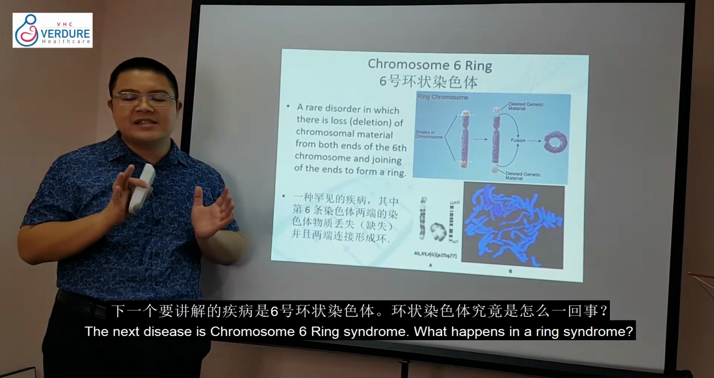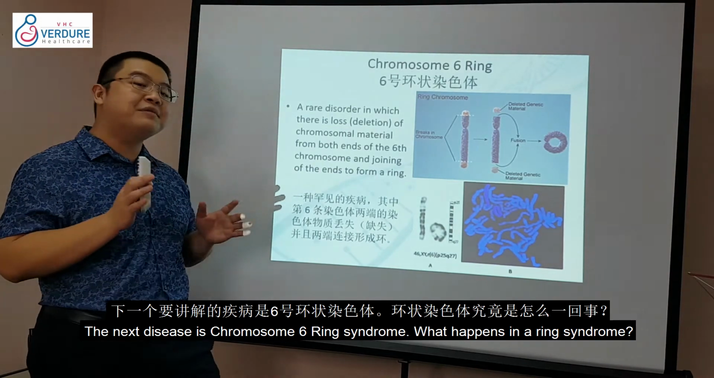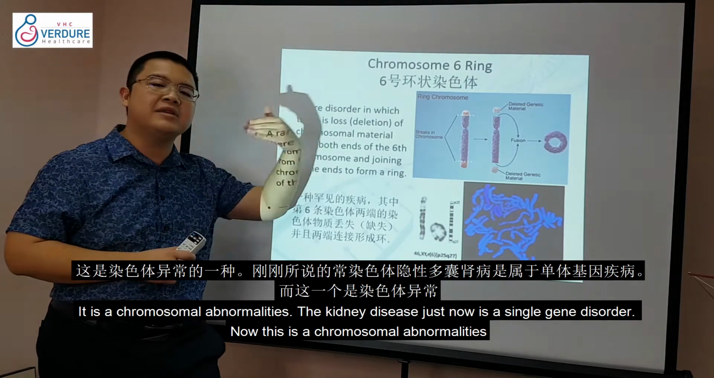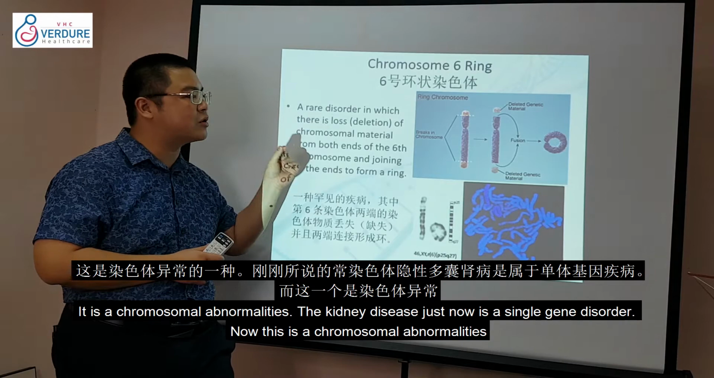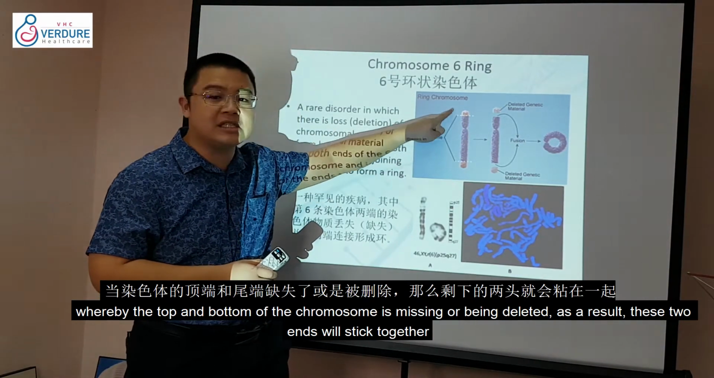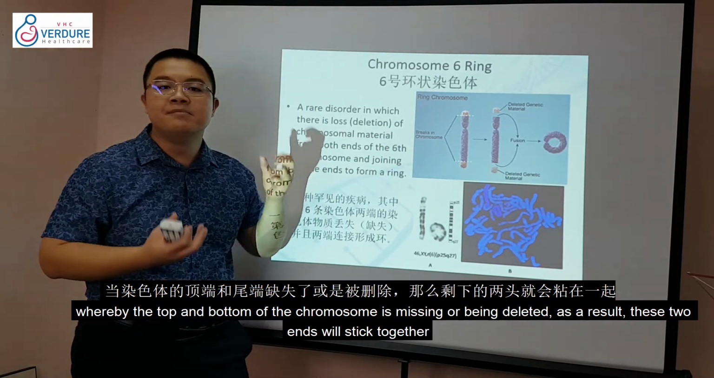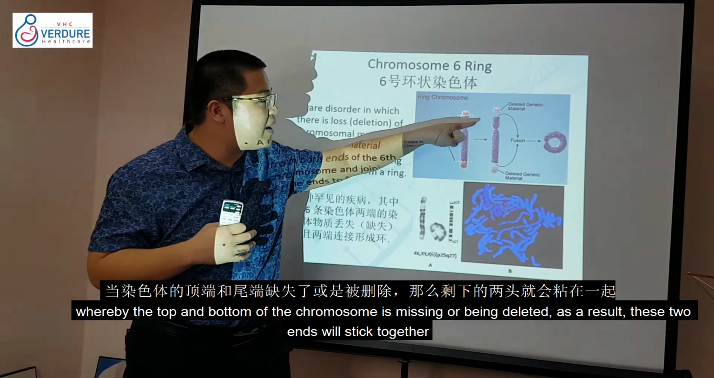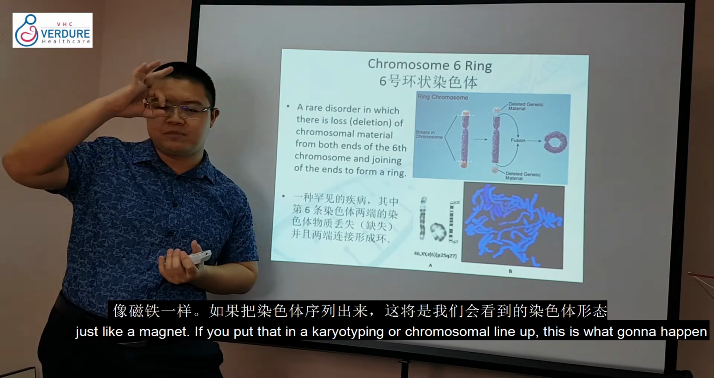So as the name tells you, ring syndrome. What happened over here? Now this is a chromosomal abnormality. Just now, the kidney disease was a single gene disorder. Now it is a chromosomal abnormality, whereby, if you can imagine, this is chromosome 6. The top end and the bottom end are missing or have been deleted. As a result, these two ends would stick together, just like a magnet, like that.